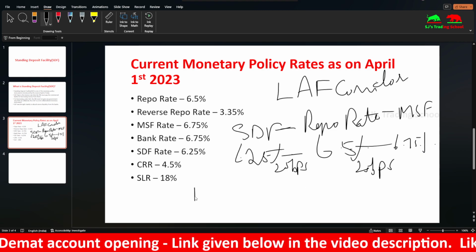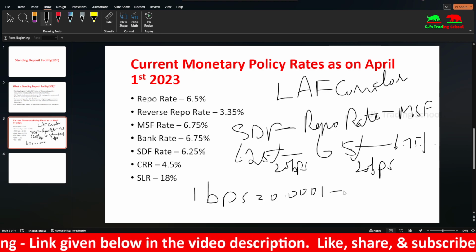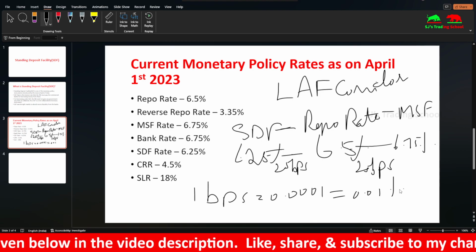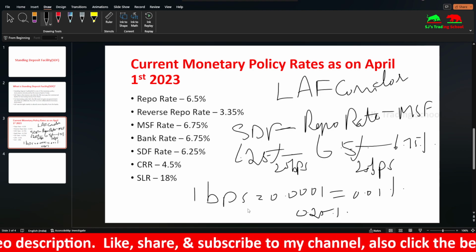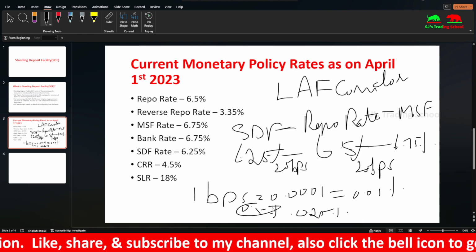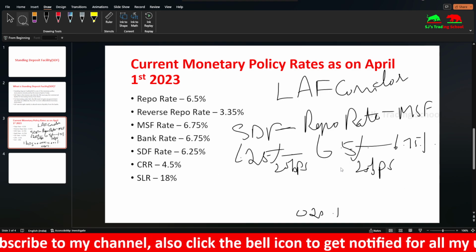So this is basis. 1 basis point is equal to 0.0001, which is equal to 0.01 percent. So 25 basis points means 0.25 percent. 50 basis points means 0.5 percent. You should take a note of it. So basically, there would be a difference.